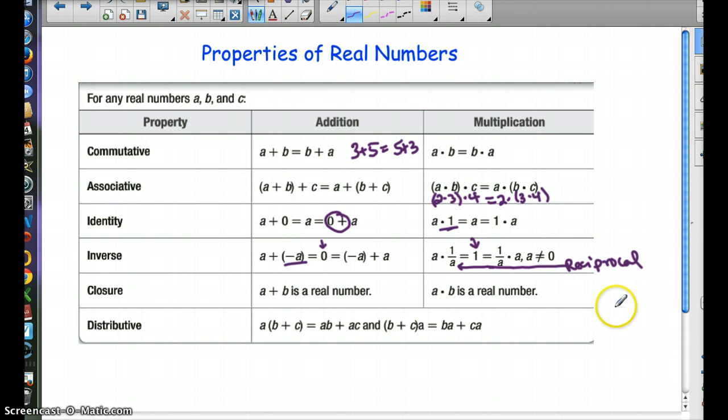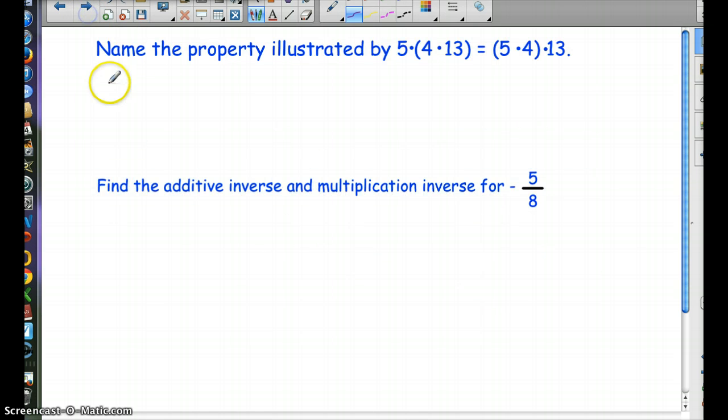Closure, meaning if you add two real numbers, you're going to get a real number. If you multiply two real numbers, you're going to get a real number. And then we have the distributive property, where we distribute what's on the outside of the parentheses. Okay, I like to call that my rainbows. So there's your properties. So let's name the property that we have here.